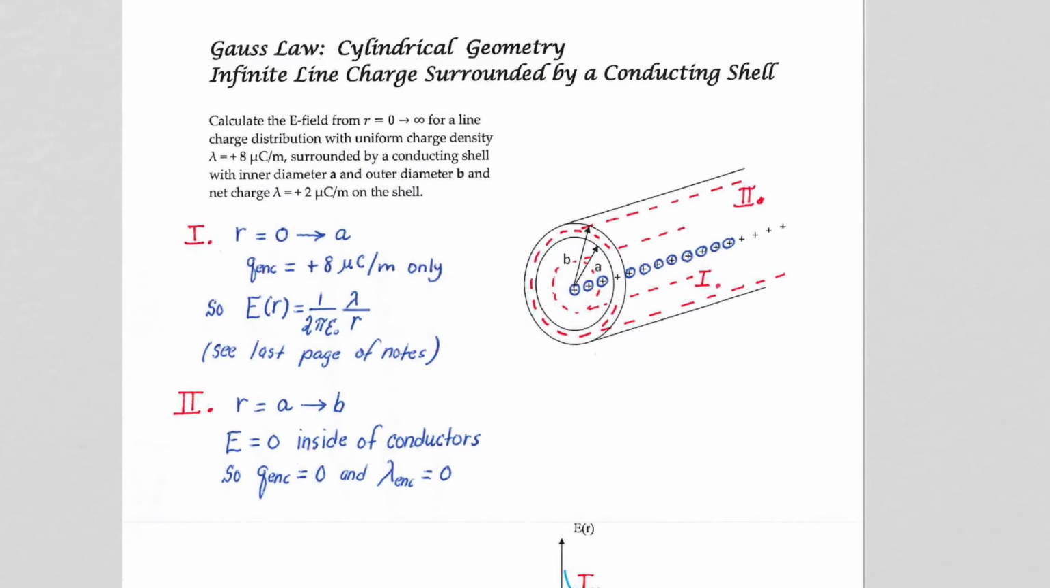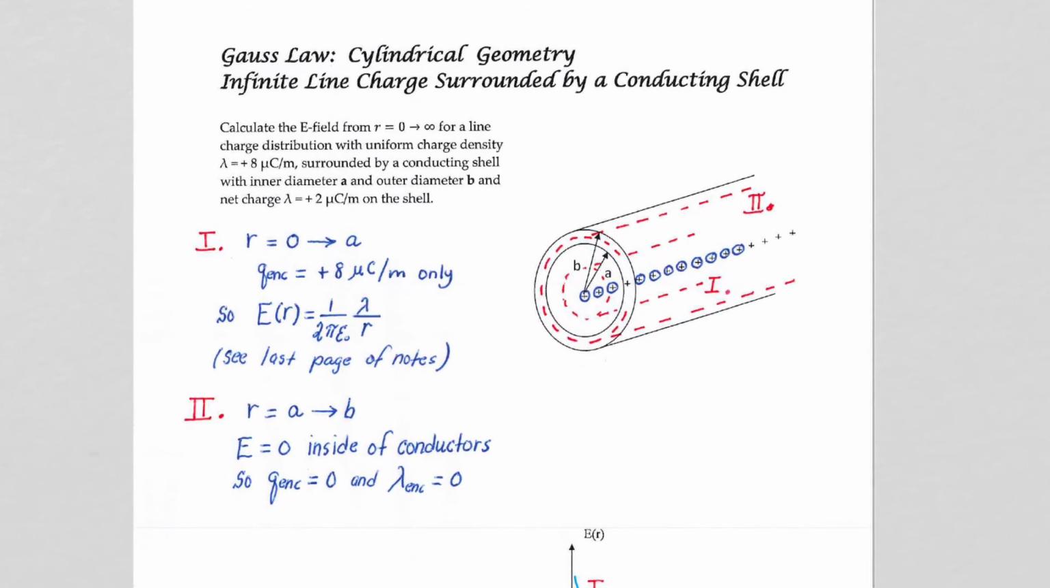We're going to continue to look at cylindrical geometry, and in this case, we are looking at an infinite line charge and a conducting shell surrounding the infinite line charge. So our infinite line charge first. That's the blue that we have down here. These blue charges lined up represent our infinite line charge, and we are told that the blue infinite line charge has 8 microcoulombs per meter.